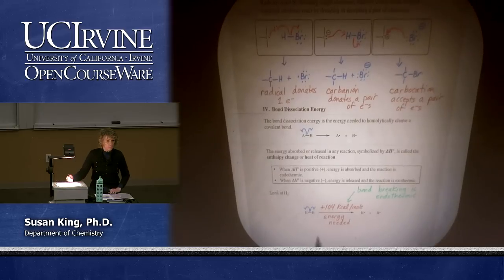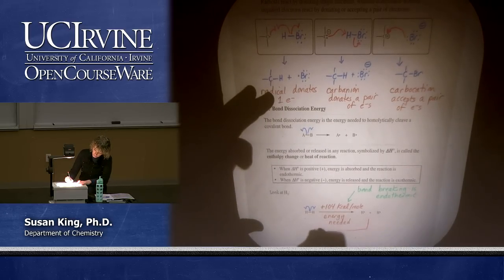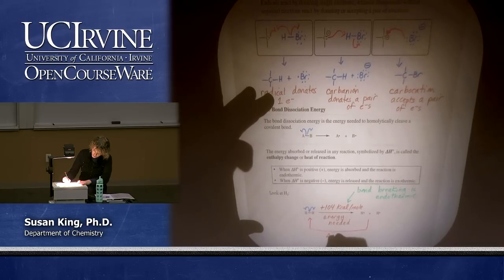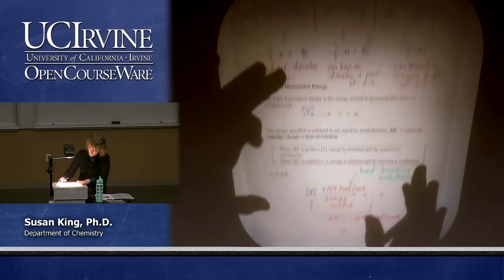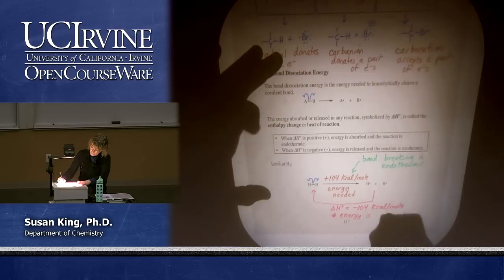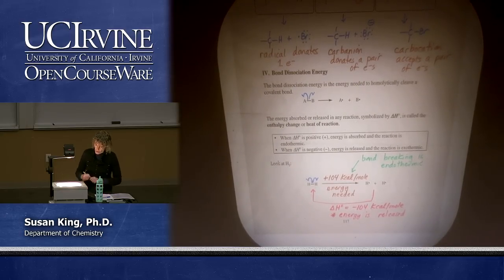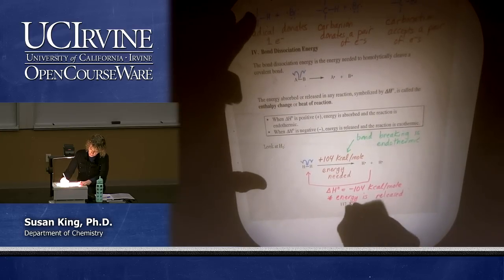If we have energy stored in that bond for H2, that energy stored is 104 kcals per mole, then in order to break that, we have to add that energy. We have to put energy in to break that bond. So to go back the other direction, which is what we talked about in chapter one, delta H naught equals minus 104. We released 104 kcals per mole. So energy is released. So bond making is exothermic.